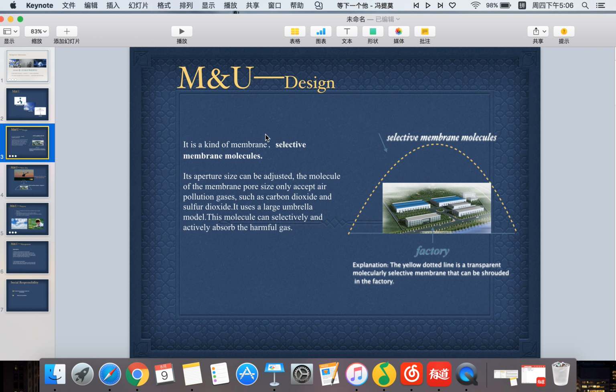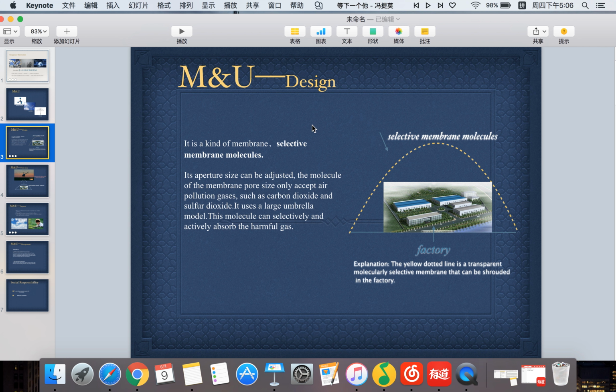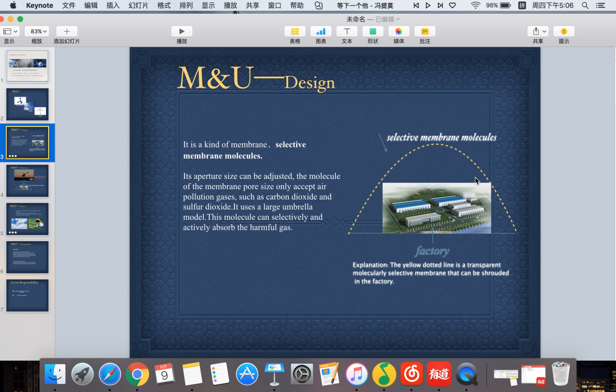So I will introduce my product, and you can see this picture. Because humans burn a large amount of fossil fuels or oil, harmful gases such as carbon dioxide and sulfur dioxide appear in the air, causing environmental pollution to become more and more serious. And my product was invented for this kind of gas that pollutes the environment.